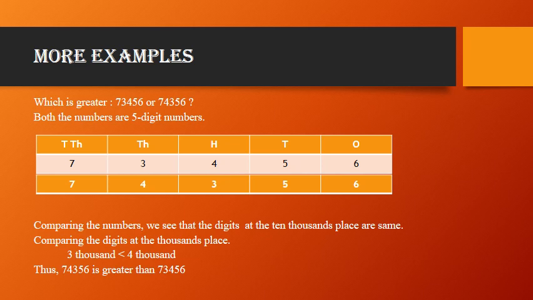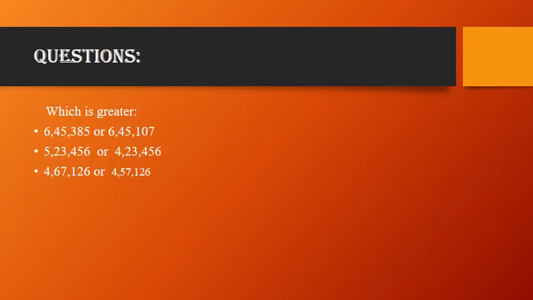Yes, therefore 74,356 is greater than 73,456. Children, you only need to compare the digits. You all have seen that the numbers at the 10,000 place are same. You have to move to the next one, and here we have compared the digit at 1000 place, that is, we have compared 3,000 and 4,000. Now children, there are a few questions given which you all need to solve in your rough notebook.